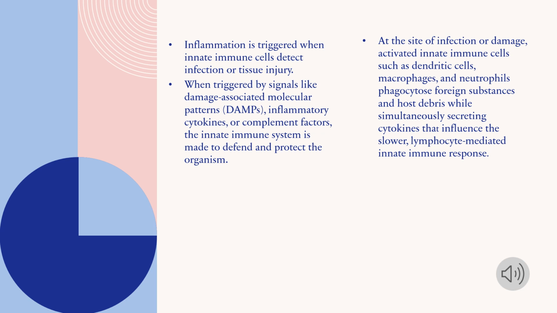At the site of infection or damage, activated innate immune cells such as dendritic cells, macrophages, and neutrophils phagocytose foreign substances and host debris while simultaneously secreting cytokines that influence the slower lymphocyte-mediated adaptive immune response.